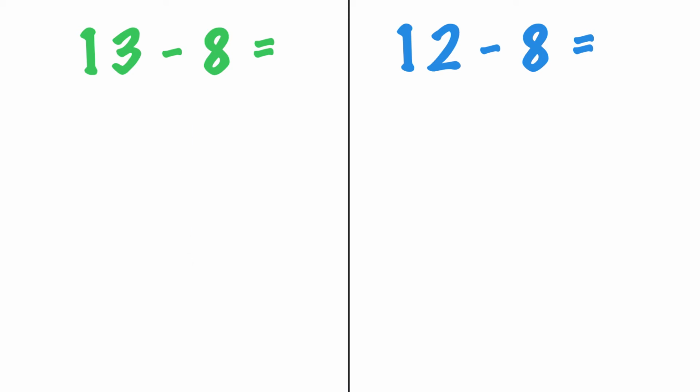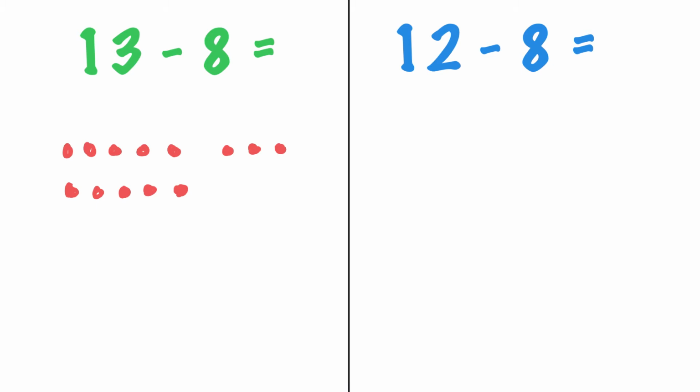So 13 minus 8. All right, I see that I'm going to be subtracting 8. That means I'm going to take out 8 from my 13. So I'm going to draw out my 13 dots right now. 1, 2, 3, 4, 5, 6, 7, 8, 9, 10, 11, 12, 13. And notice how I did them in groups of 5. So I had 5, 10, and then 3. So I can go 5, 10, 11, 12, 13.